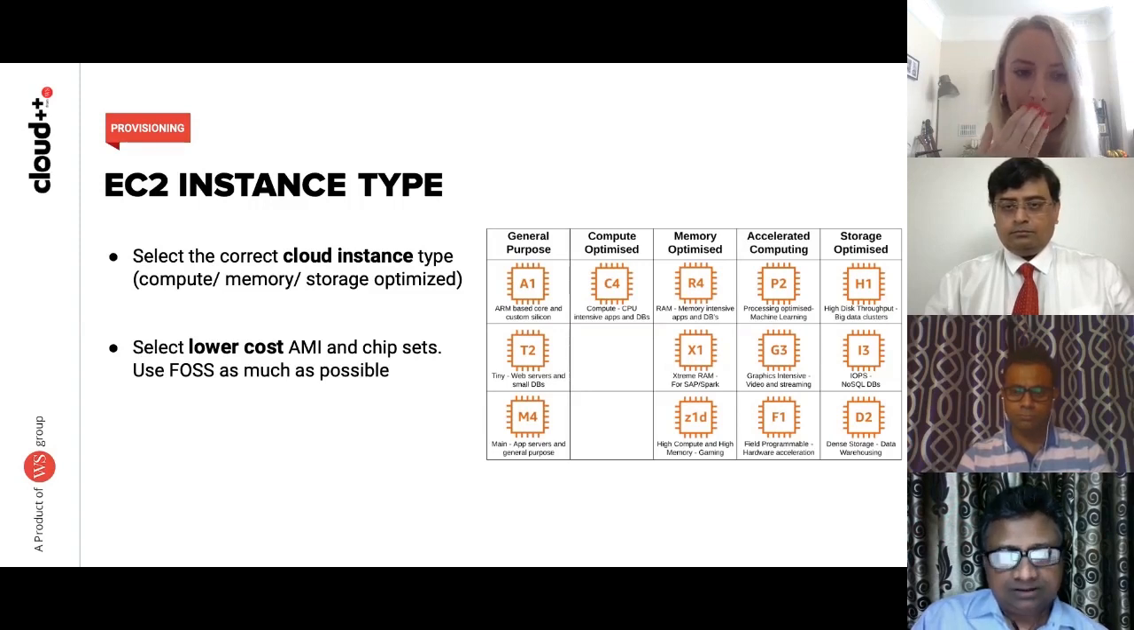And similarly, for databases, if you don't need proprietary databases like SQL Server or Oracle, which are really expensive, you can easily go with Postgres or MySQL, this kind of thing. So those are the things.